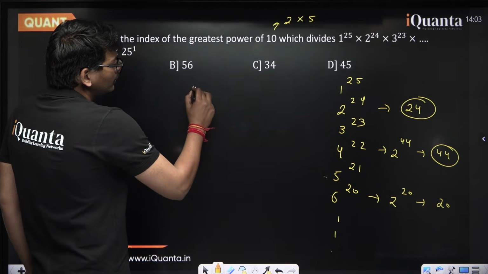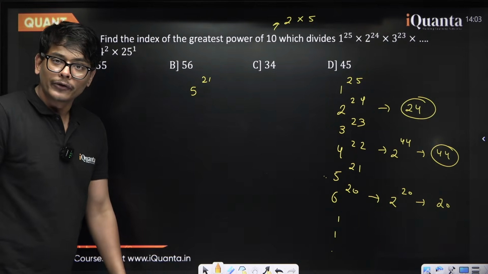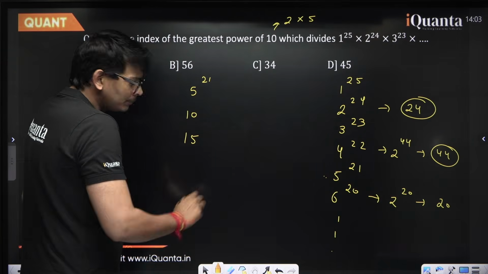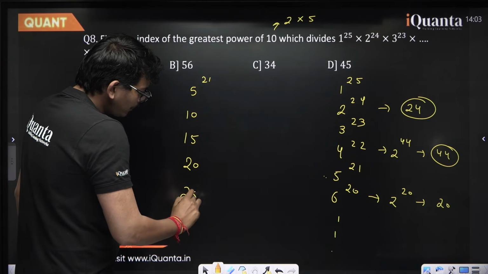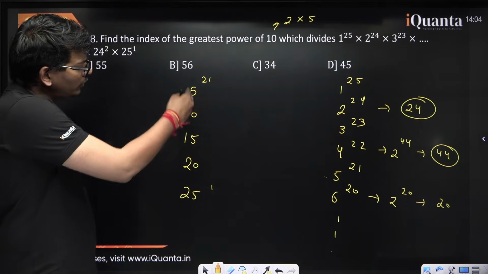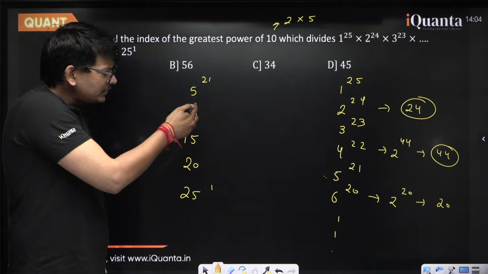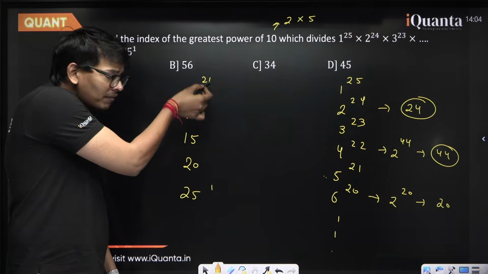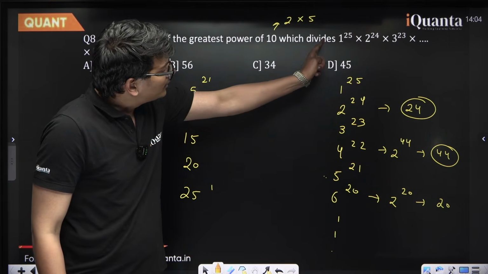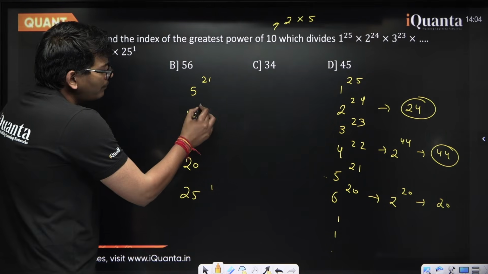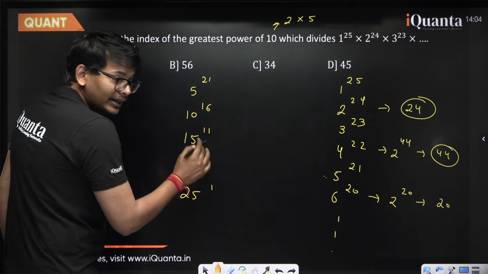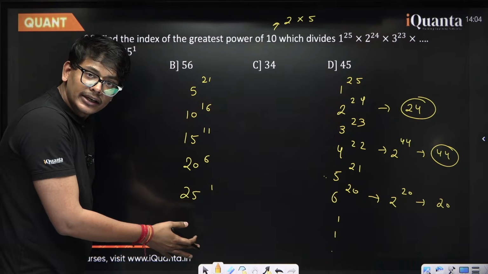Now first, the thing which comes to my mind is 5 raised to the power 21. Next will be 10 raised to the power something, 15 raised to the power something, 20 raised to the power something, and 25 raised to the power 1, right? So you can see the base is increased by 5, so the powers will get decreased by 5, because powers are in descending order and the base is in ascending order. So 21, 16, 11, 6, 11 minus 5 is 6, 6 minus 5 is 1. It is being satisfied also.